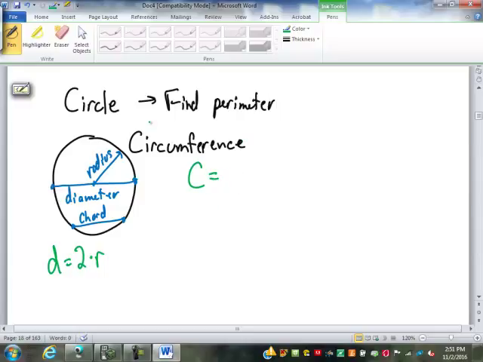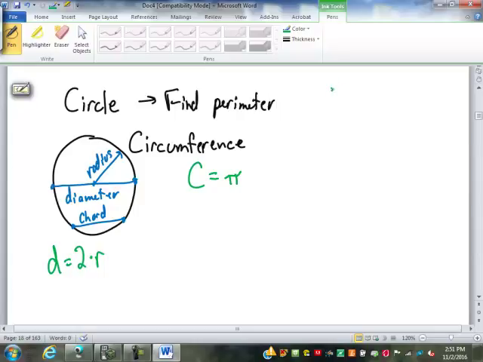if I divide the distance around the circle by the diameter, we get a constant ratio. That ratio, however, is not a nice, neat number. It's 3.1415926, blah, blah, blah. It goes on forever. So we just gave it the name pi.